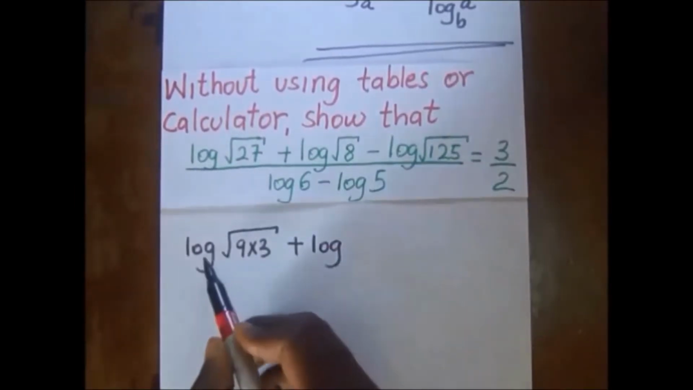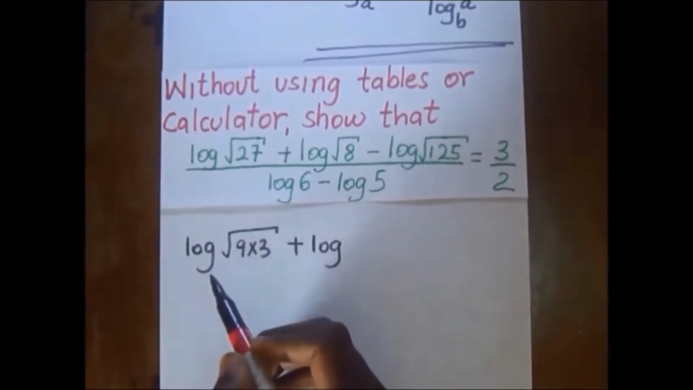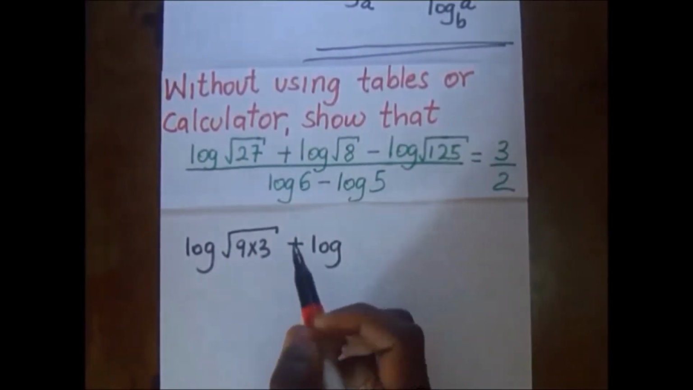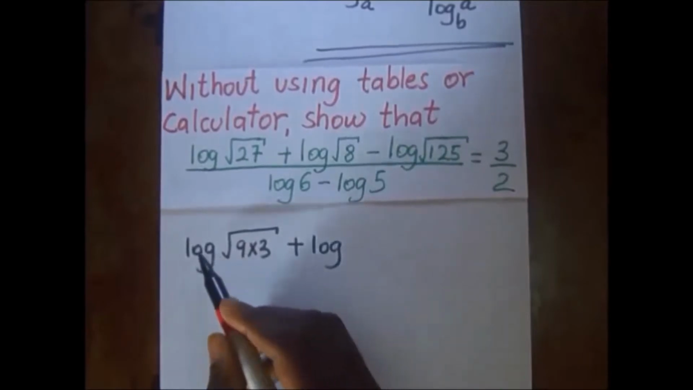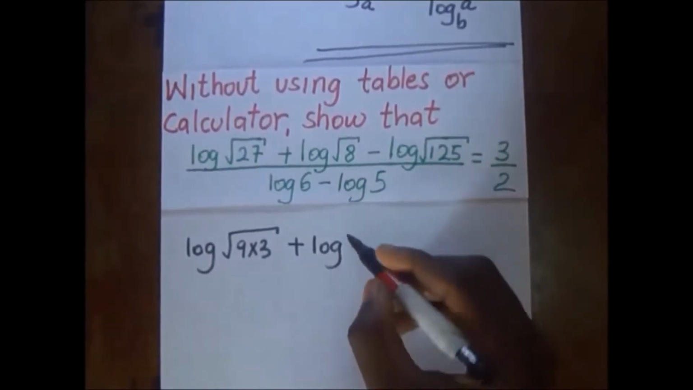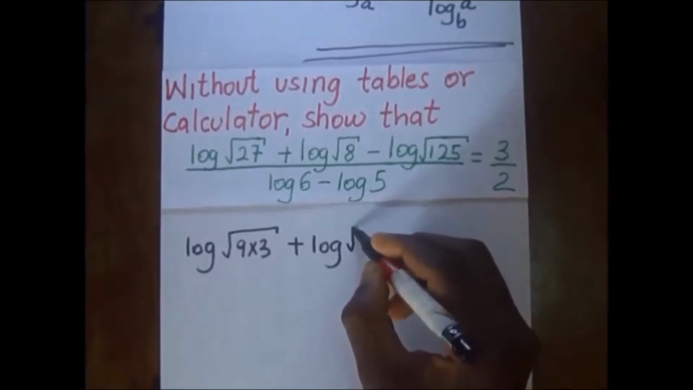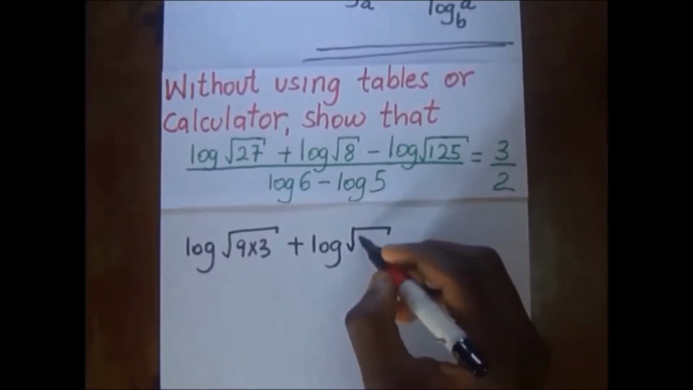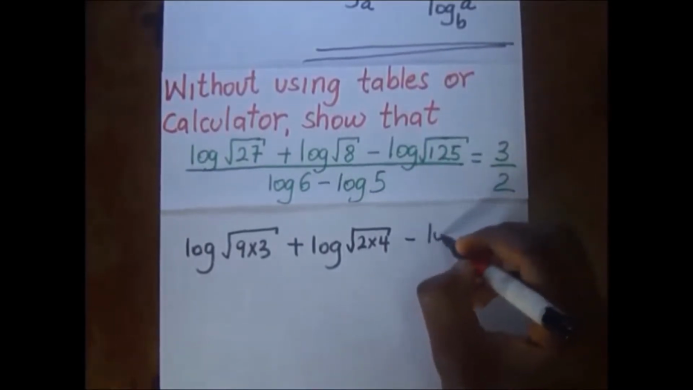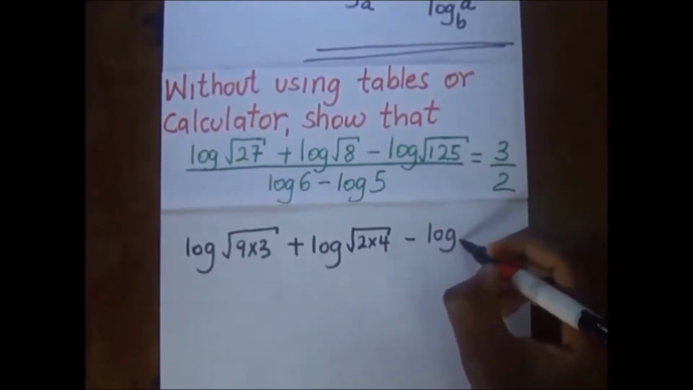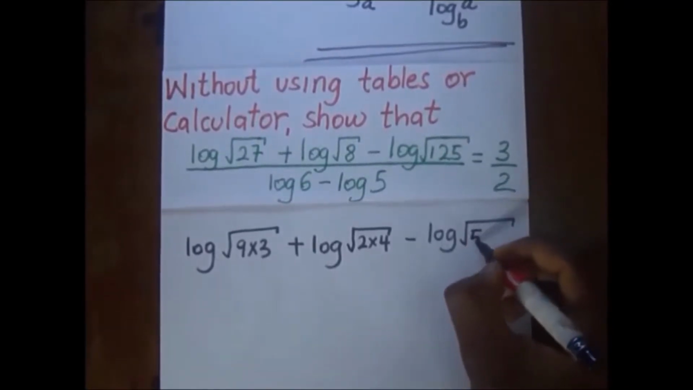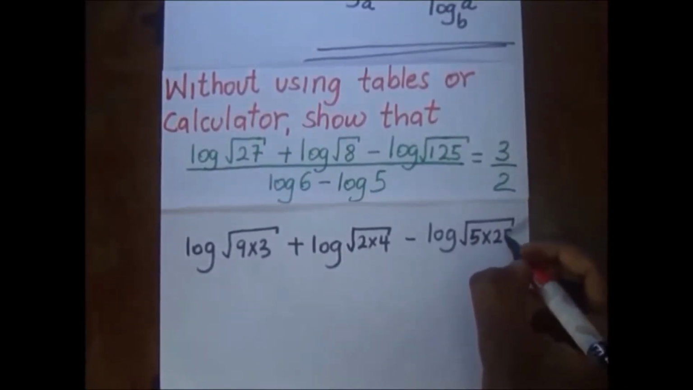Remember, when it is just log and they do not show the base at the bottom, that means it is log base 10. So this is log base 10 of the root of 9 times 3, plus log base 10 of, now what is 8? 8 is the same as 2 times 4. That is minus log base 10 of, what is 125? 125 is the same as 5 times 25.